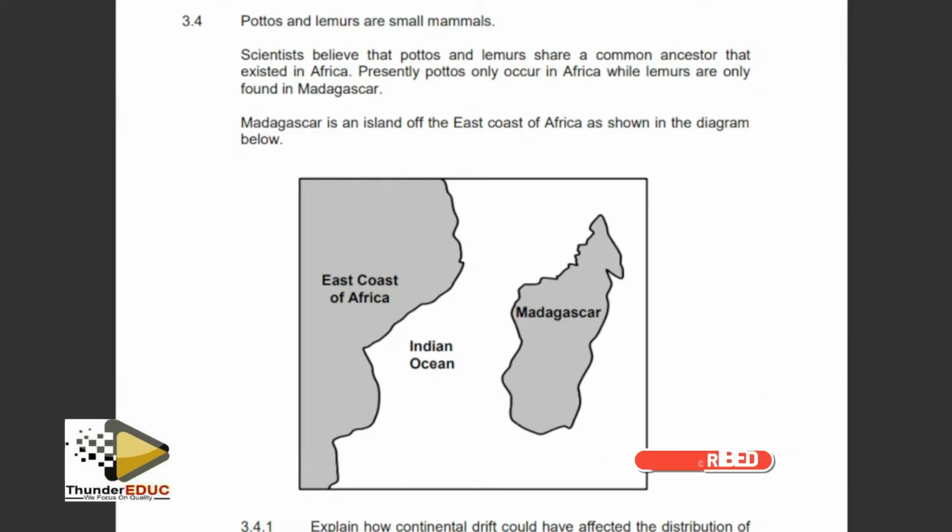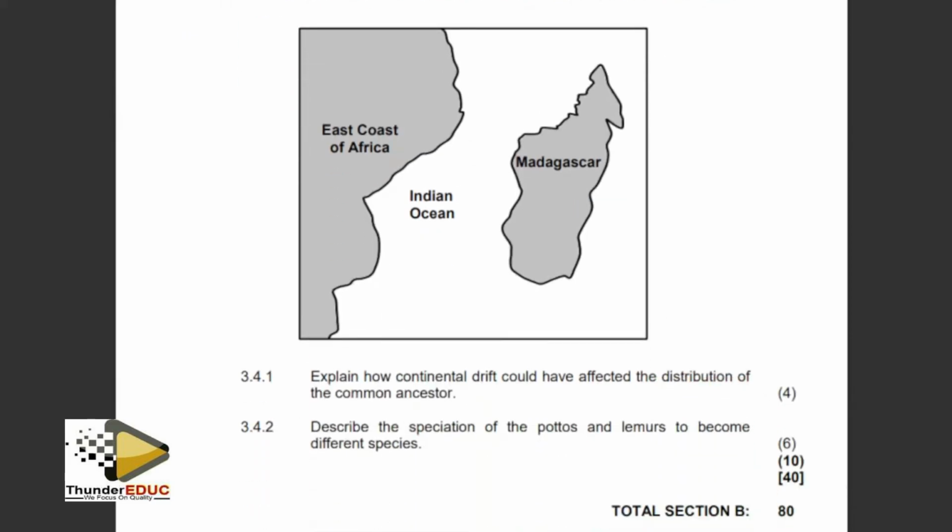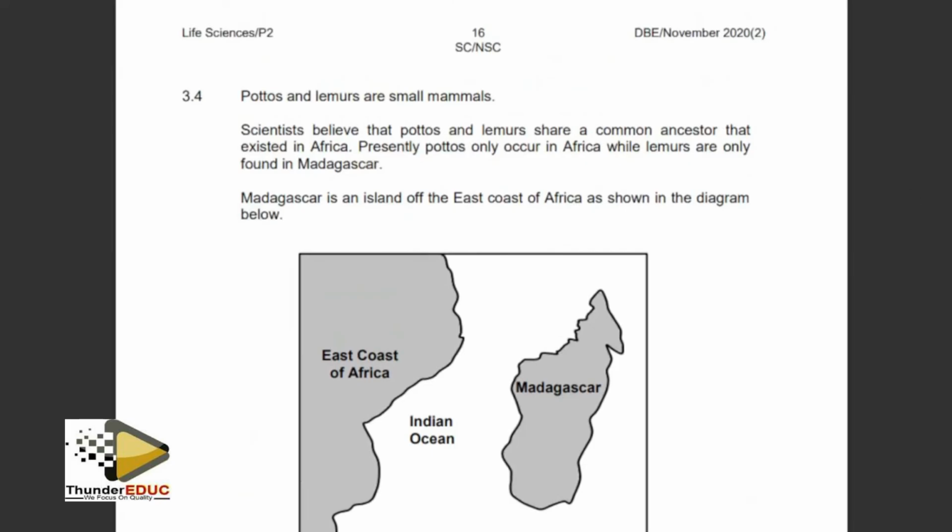They have not yet become potto and lemurs. So they have not yet become those new species. You have to start with what they started with. There was one population of these animals which shared a common ancestor. Yes. And then what happened? The population was divided into 2 subpopulations by a geographical barrier.